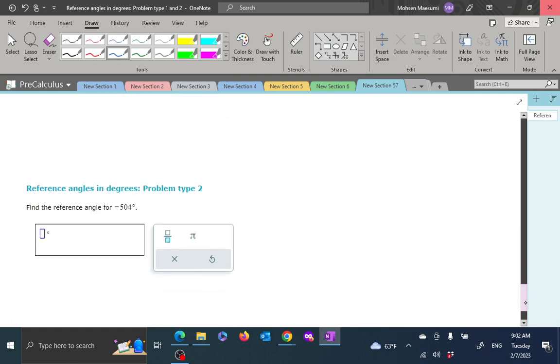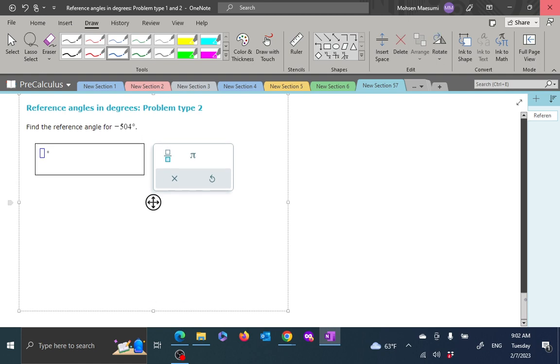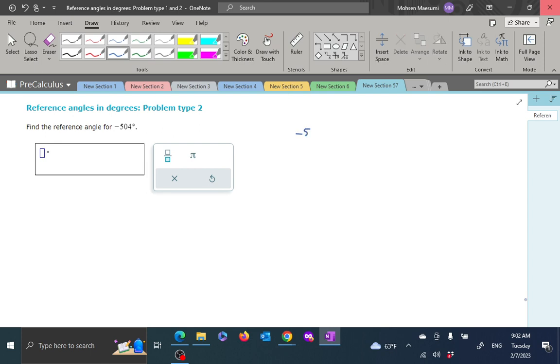How about minus 540? So you notice you always have many ways of getting to your answer. However you do it is fine. If you're comfortable with negative numbers, just go around like that. If you want to convert it to positive, say minus 504, add 360 to it. So what do I get?